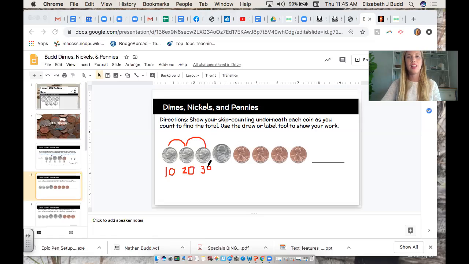Okay, now I notice we don't have any more dimes, so we're going to have to add, and we're not adding by 10, we're adding by 5 because we have a nickel next and a nickel is worth 5 cents. So we're going to add 30 plus 5 equals 35.